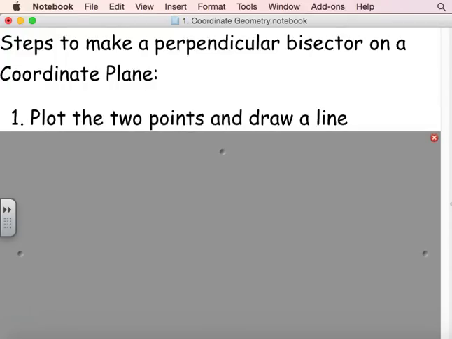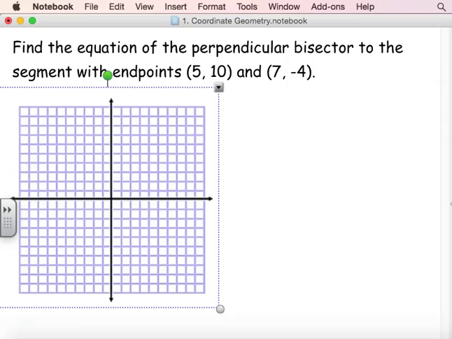First step is you're just going to plot the 2 points and draw a line to connect them. So let's look at a problem real quick and do that on this one. So we want to find the equation of the perpendicular bisector to the segment that has these 2 points as endpoints. So first thing we're going to do is make those points on the graph: 5, 10, 1, 2, 3, 4, 5, and up 1, 2, 3, 4, 5, 6, 7, 8, 9, 10. So that point's going to be right there. And then the point 7, negative 4: 3, 4, 5, 6, 7, negative 1, 2, 3, 4. So there's that point. And we want to connect them.